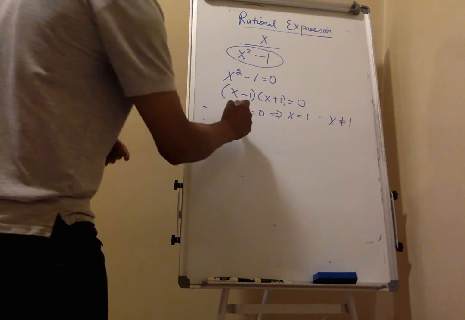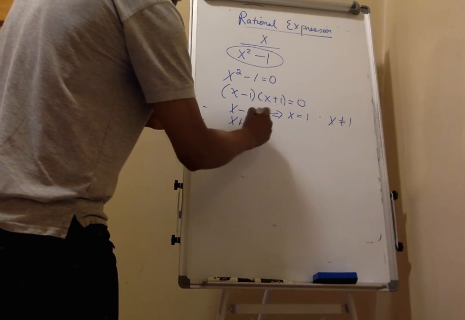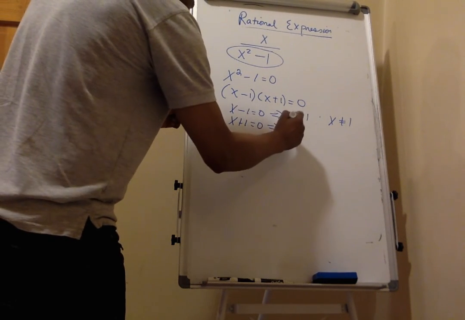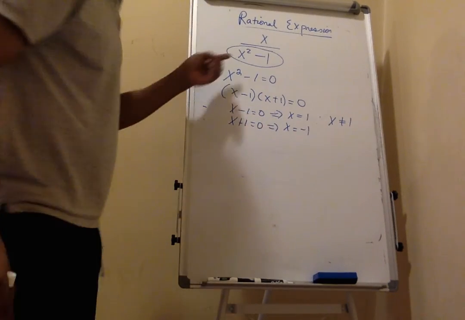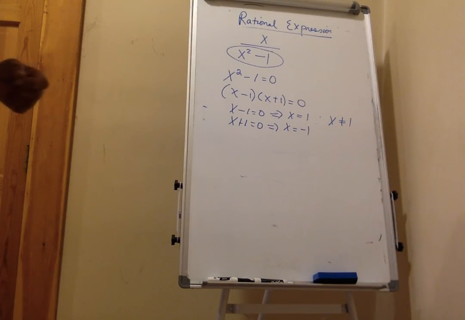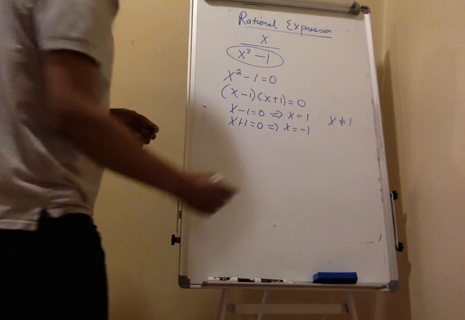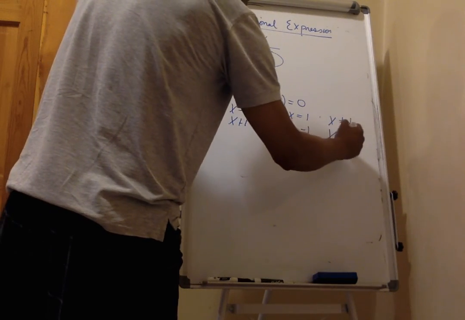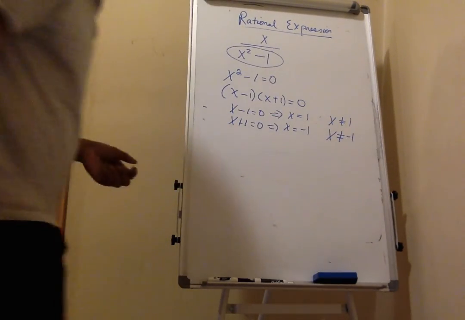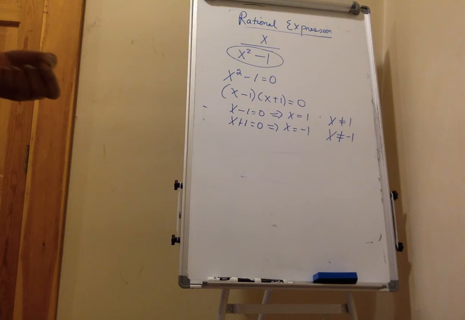The same applies for the second one, x plus 1 is equal to 0. It implies x is equal to negative 1. And if you square negative 1, you would end up with 1. 1 minus 1 is equal to 0. Then x cannot also equal negative 1. So we have two restrictions for this particular rational expression.